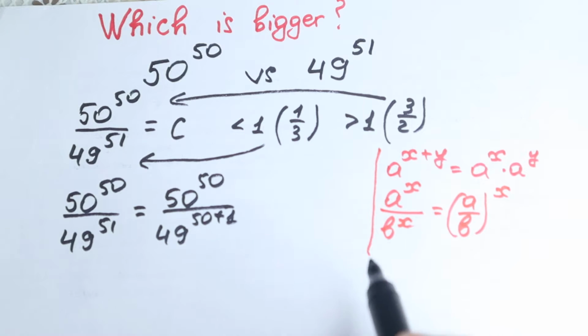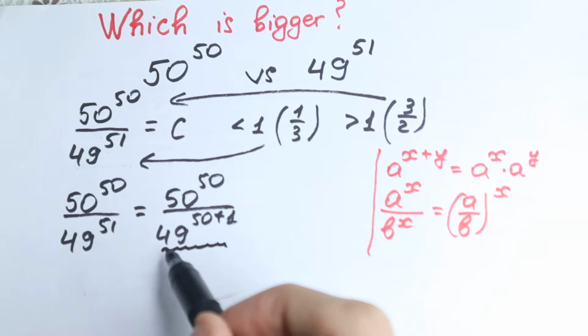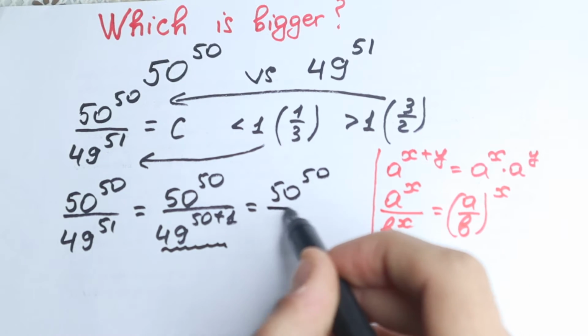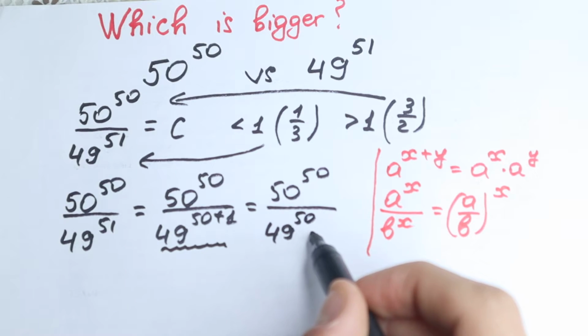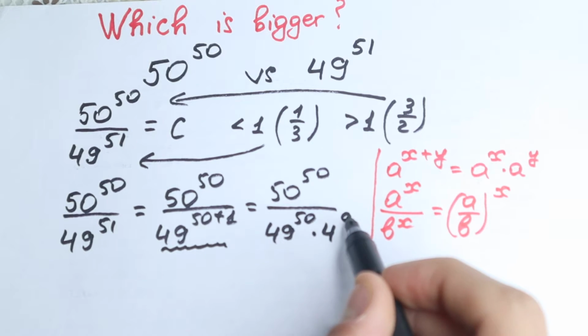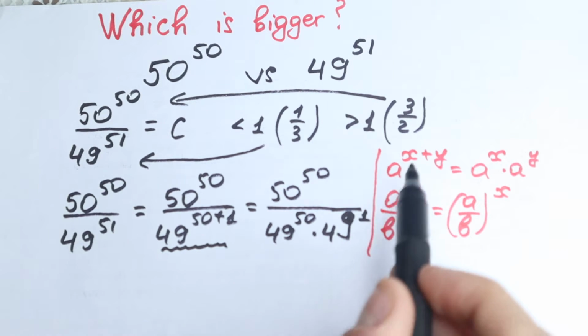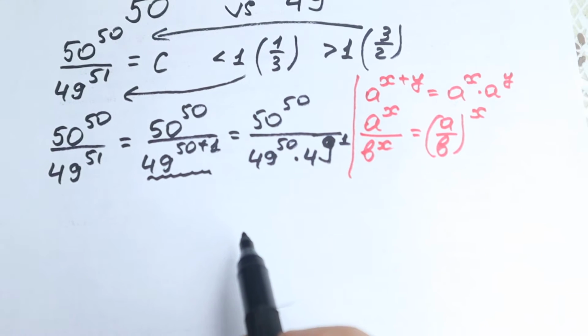Take a look closely. Let's apply the first rule here. As a result, we have 50 to the power 50 divided by 49 to the power 50 times 49, only 49 to the power 1. So we just applied this rule in our denominator. I hope you understand this step.